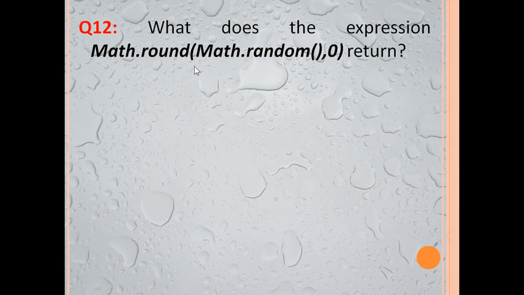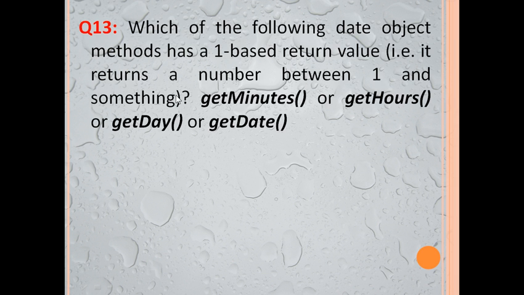What does this expression return? Now the innermost Math.random returns a number between 0 and 1. The outer Math.round rounds it off to 0 decimal places. So it returns either a 0 or a 1.